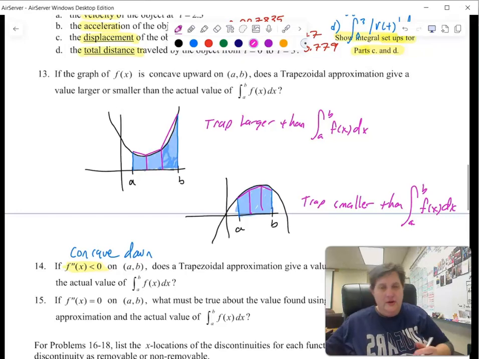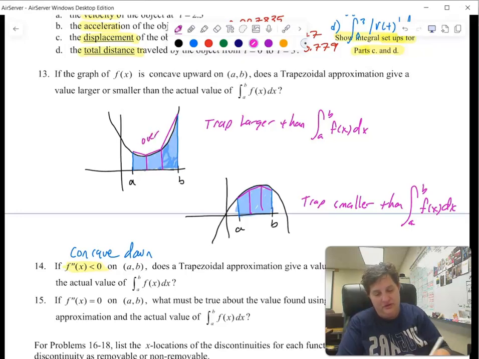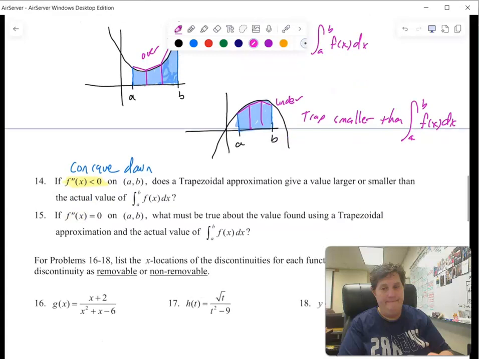Okay? And so we could say that in number 13, we call the trapezoid an overestimation, and then here we call it an underestimation, and it has to do with whether the concavity is up or down.